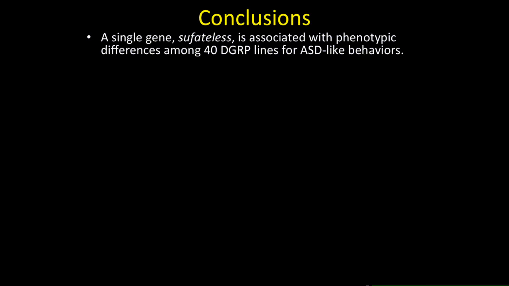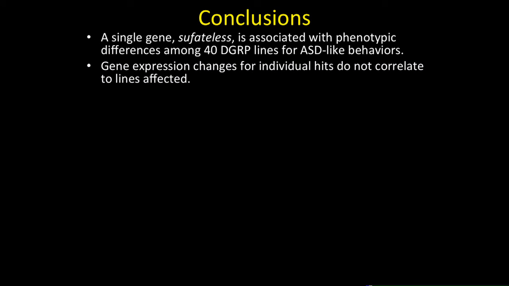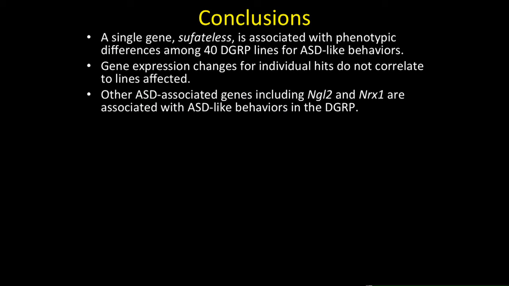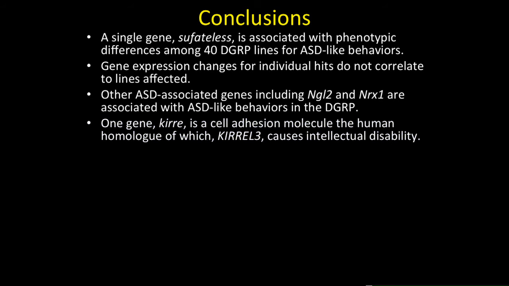So really, the focus is on sulfateless right now, and we found a single gene that crosses all of our behaviors that we looked at in the 40 DGRP lines. And we did not find a correlation between gene expression and these behaviors, but we've only done 40 lines. Maybe if we do more lines, we'll be able to see such a correlation. There were other autism-associated genes that we identified, including neurexin and neuroligin 2. So that was good. That meant that we might be on the right track. And then we found a gene called KIRE, which actually is associated with intellectual disability in humans. So again, it looks like we're finding things that kind of make sense to us.